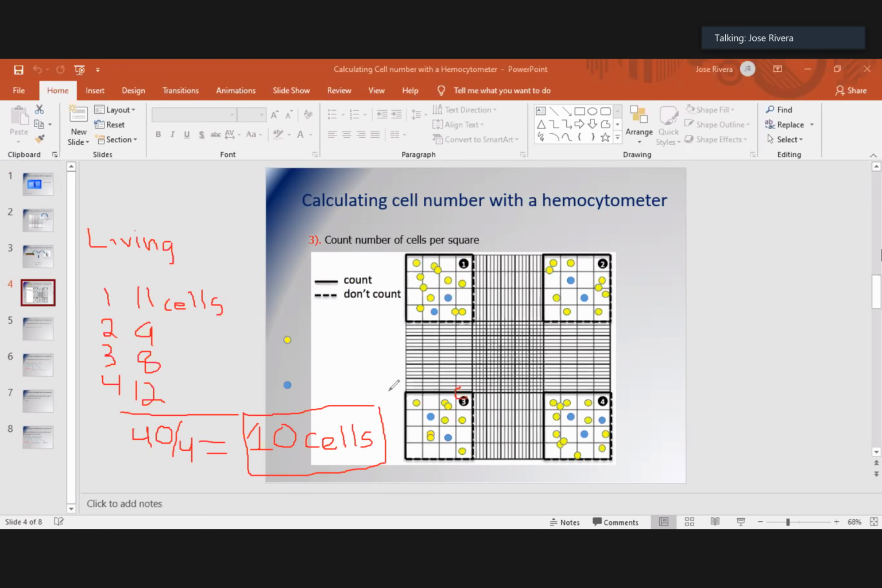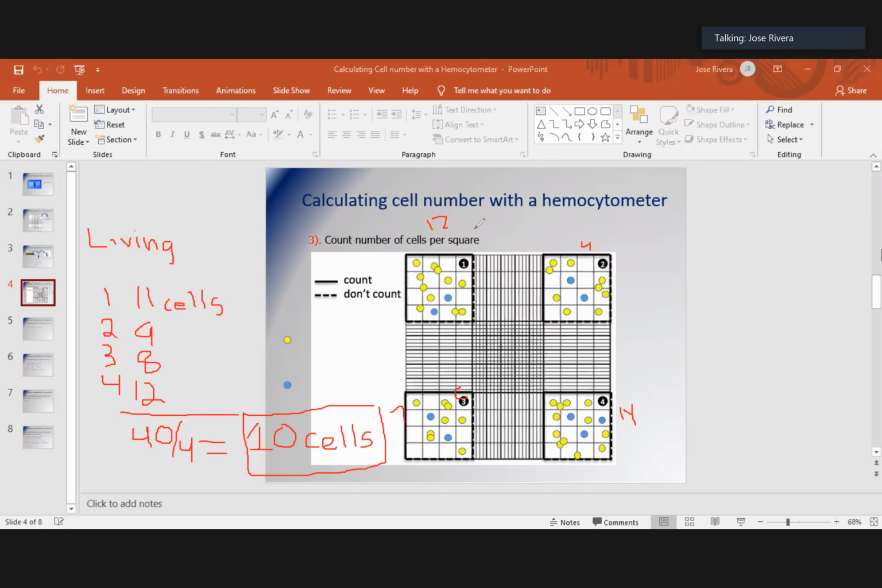They use the average of 4 quadrants because sometimes you may have 4 cells here, and you can have 12 cells here, and then here you may have 14 cells, and here you may have 7. None of these are close to each other, 14 and 12, 14 and 4. And so you take the average. That's more accurate than just counting in one well, because you don't know where the cells are going to land.